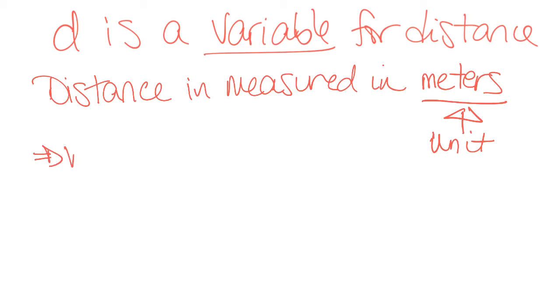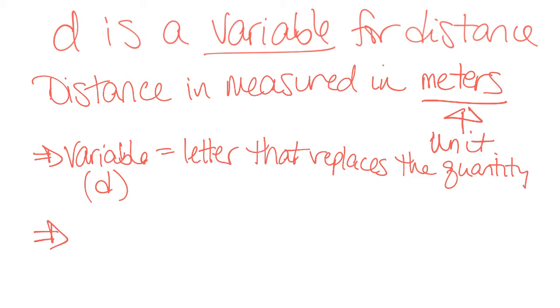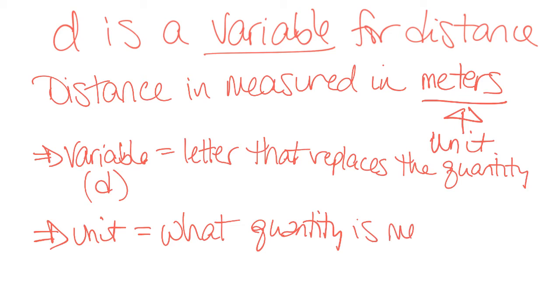So to summarize, a variable is the letter that replaces the quantity. Okay, so that would be like D. Okay, and it replaces the quantity, and it's usually in an equation. The unit is what the quantity is measured in.